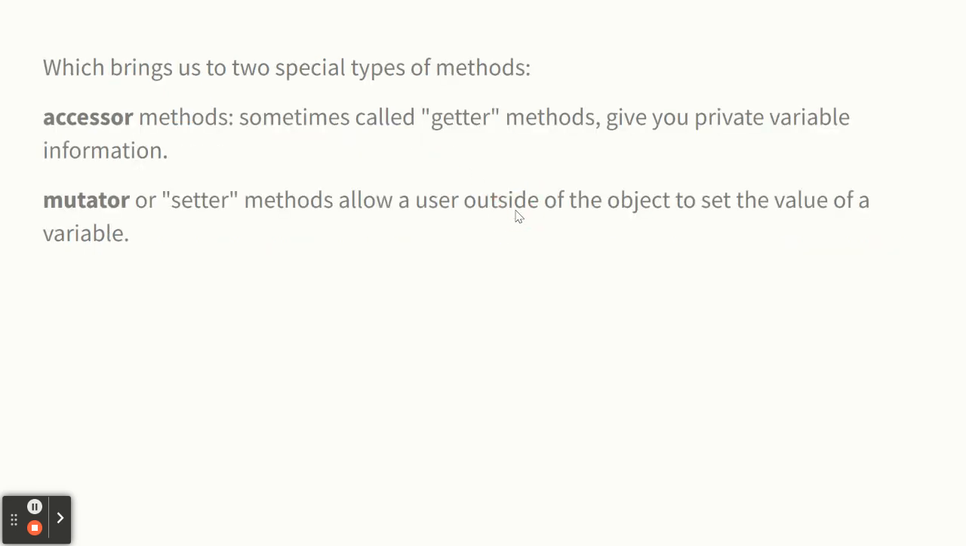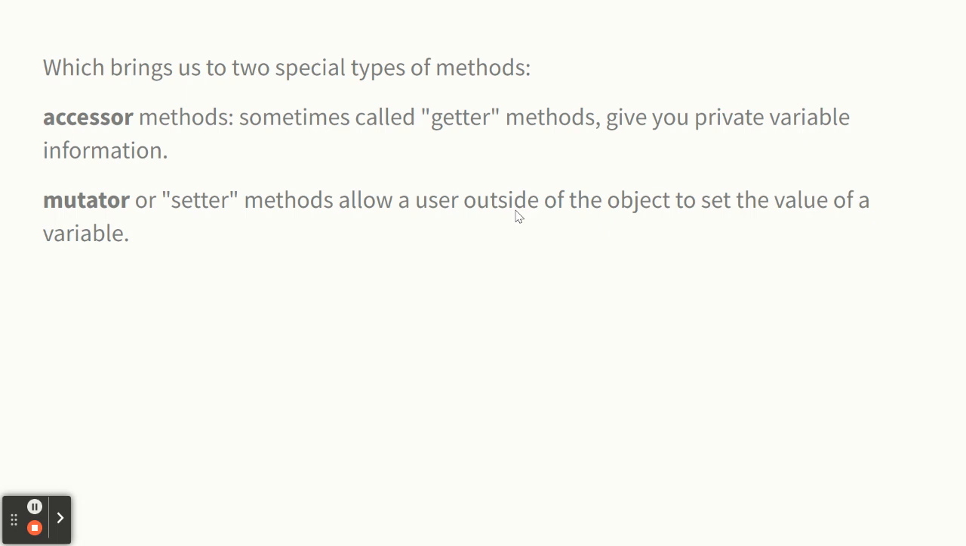So Java has two special types of methods. They look just like any other method, but they're called accessor methods that let you access data that's private. And then there's mutator methods that let you set data that's private. And you don't have to have these.